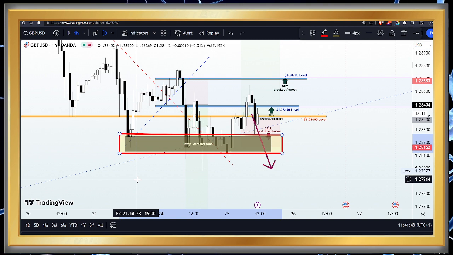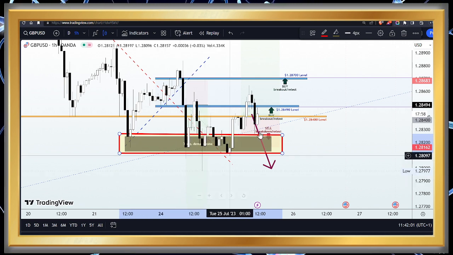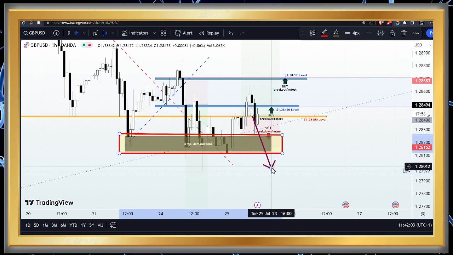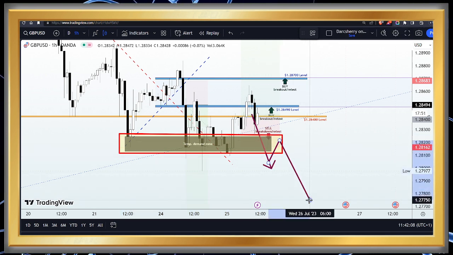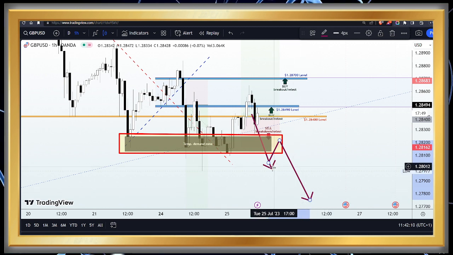Now, remember one thing at this juncture, it is very important that we wait for confirmations to happen here, as the breakdown of this demand zone could still turn out to be a false breakdown. And for us to have a confirmation, we want to see some retest of structure on our lower time frame before we join any bearish move to the downside.